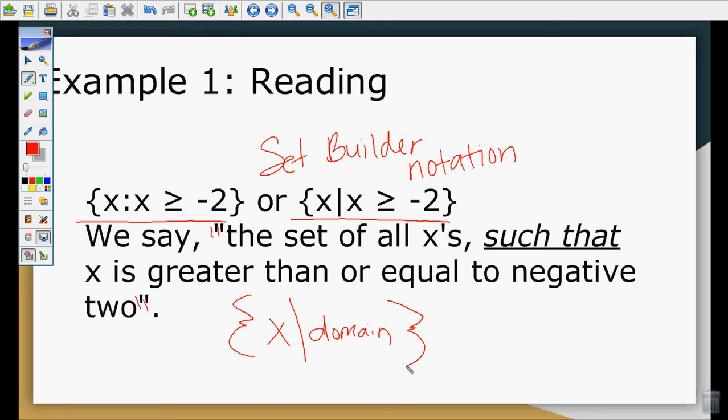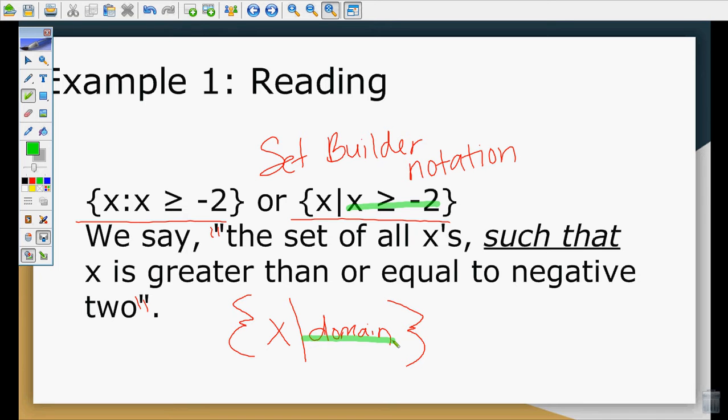So for this problem, if you look right here, our domain is x is greater than or equal to -2. So that's why it's written after the such that. I'm just showing you that this means domain. So what a domain would look like: x is greater than or equal to -2, or x is less than or equal to something. No, this is an example. You know what an example is.